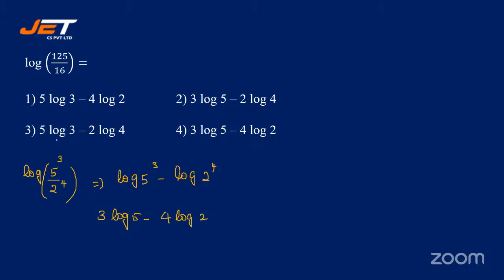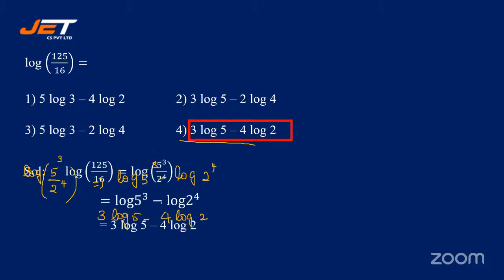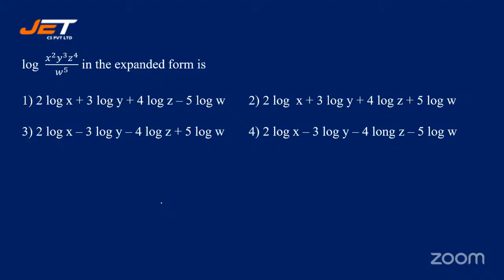3 log 5 minus 4 log 2. Because division means in logarithm it is minus. So your answer is option 4. If you had opted for option 4, then your answer is correct. All right. Now let's move on to the next question.